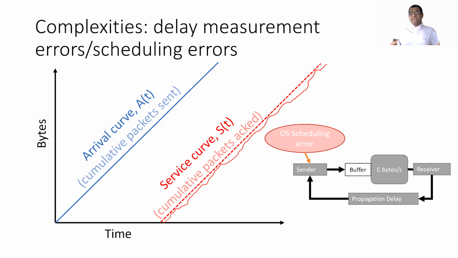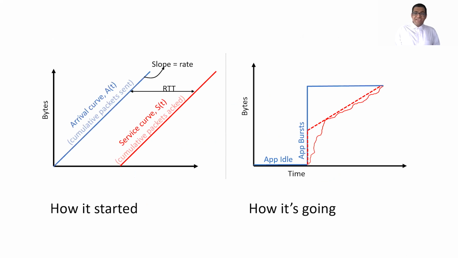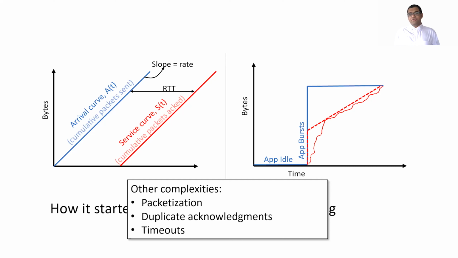We can also just have regular errors, such as operating system scheduling errors, that make the service curve look a little bit jittery and random. These effects can combine too. We can have token bucket filters and OS scheduling errors. So on the left, we have the picture that shows what theoretical treatments assume the internet looks like. And on the right is what it can actually look like. And theoretical treatments also often ignore other complexities, such as packetization or the fact that losses are detected through duplicate acknowledgements and timeouts.